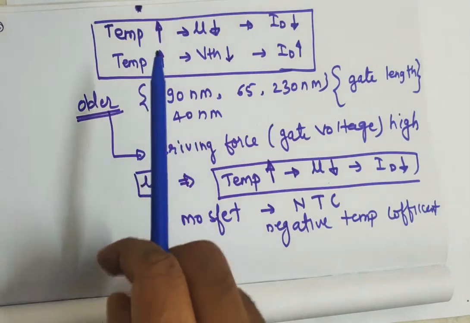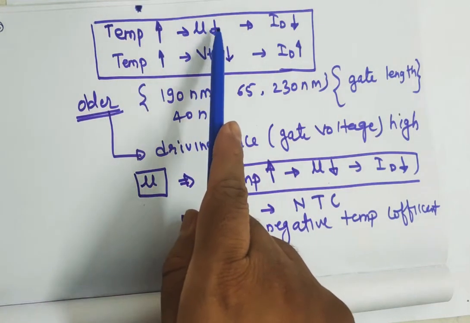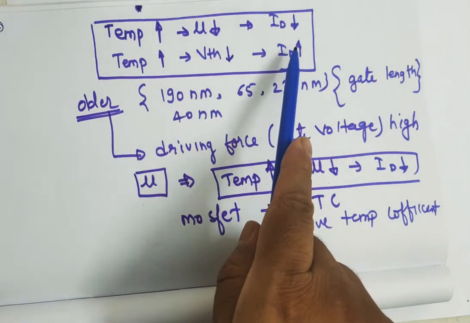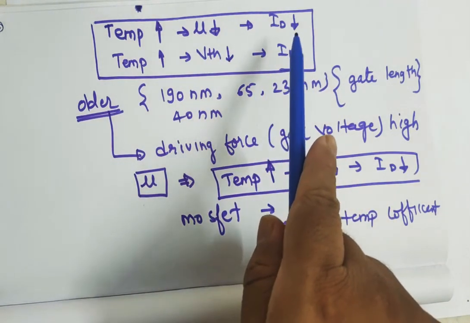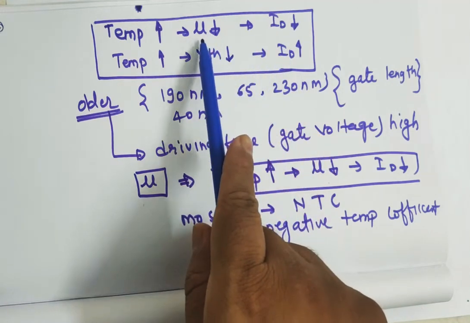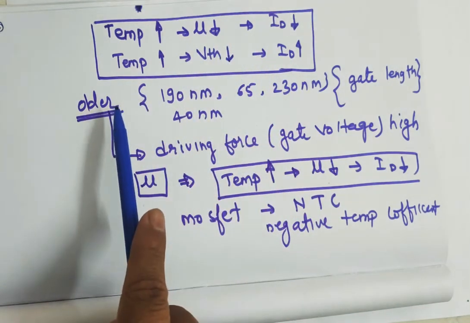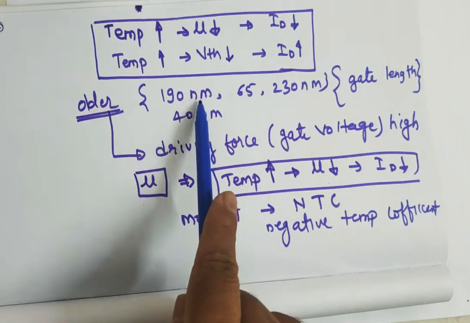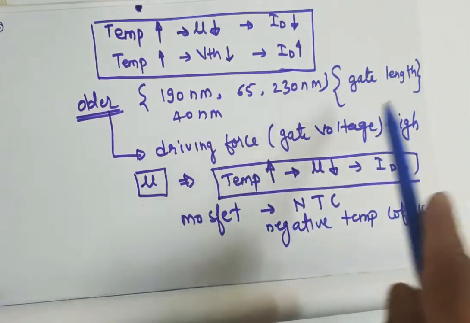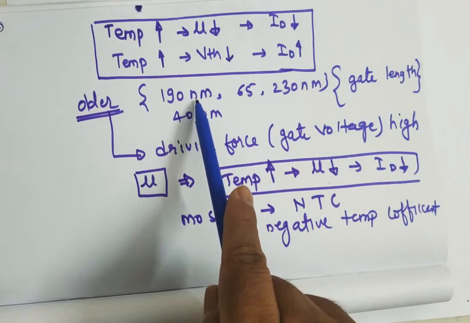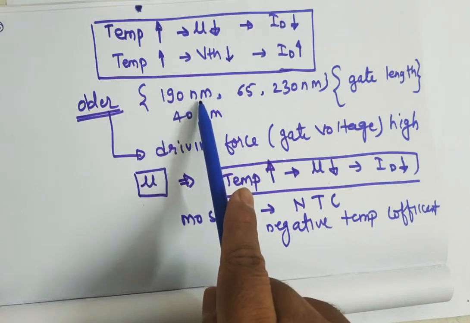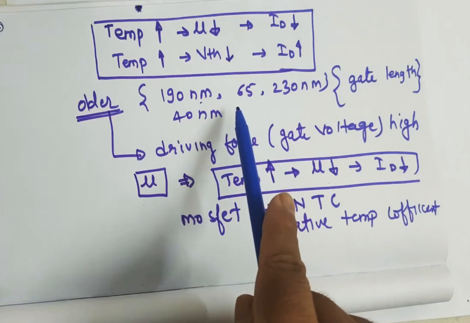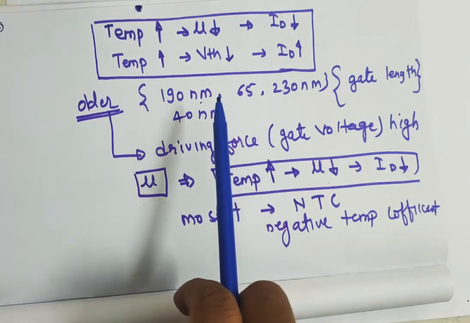So in summary, if temperature increases, mobility decreases, your current will decrease. If temperature increases, VTH decreases, current will increase. But at one time there will be only one effect that will be dominating. So for the older technology node, what does it mean? Older technology node means 180 nanometer, 65 nanometer. What does nanometer mean? This 180 nanometer is representing the gate length, or any process above 40 nanometer, 90 nanometer we used to call it an older technology node.